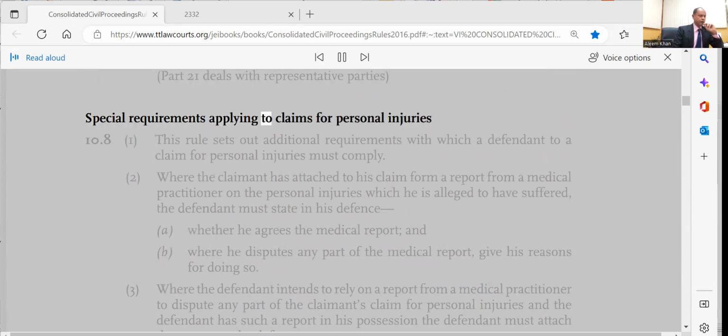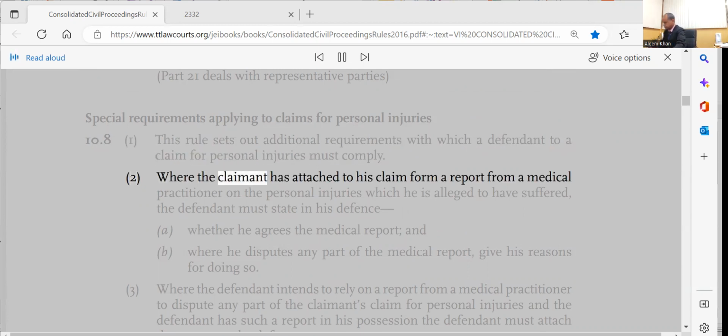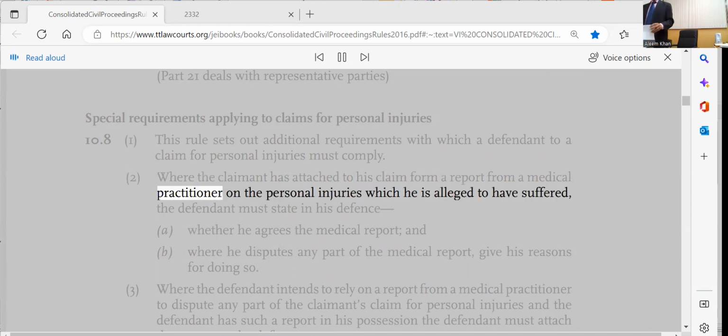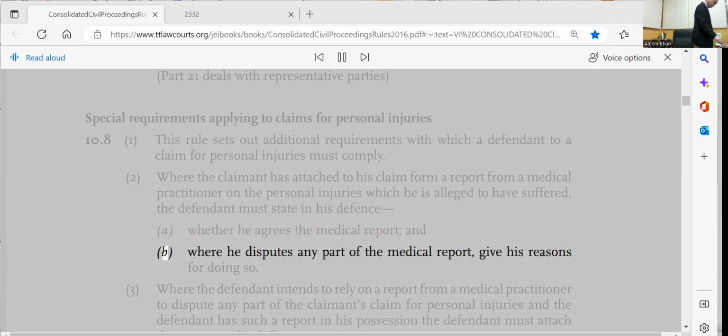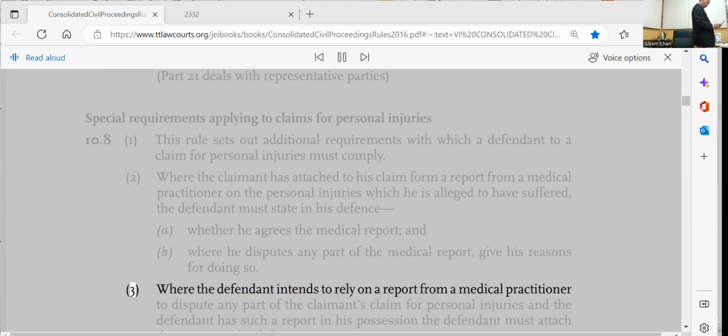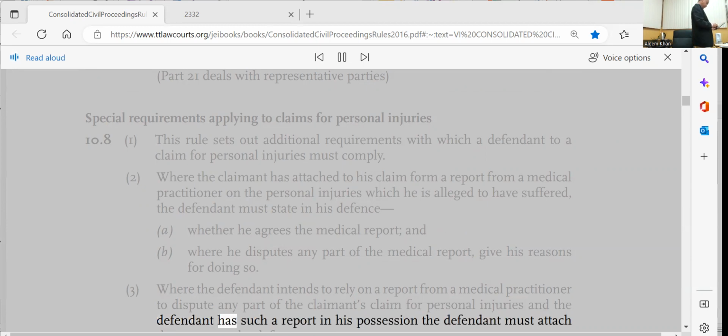Special requirements applying to claims for personal injuries 10.8. 1. This rule sets out additional requirements with which a defendant to a claim for personal injuries must comply. 2. Where the claimant has attached to his claim form a report from a medical practitioner on the personal injuries which he is alleged to have suffered, the defendant must state in his defense, a. whether he agrees the medical report, and b. where he disputes any part of the medical report, give his reasons for doing so. 3. Where the defendant intends to rely on a report from a medical practitioner to dispute any part of the claimant's claim for personal injuries and the defendant has such a report in his possession, the defendant must attach that report to the defense.